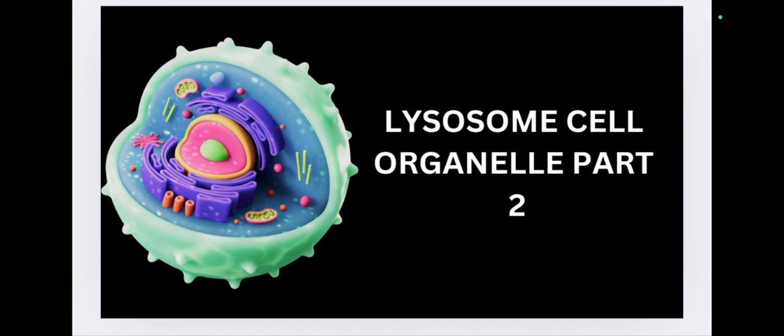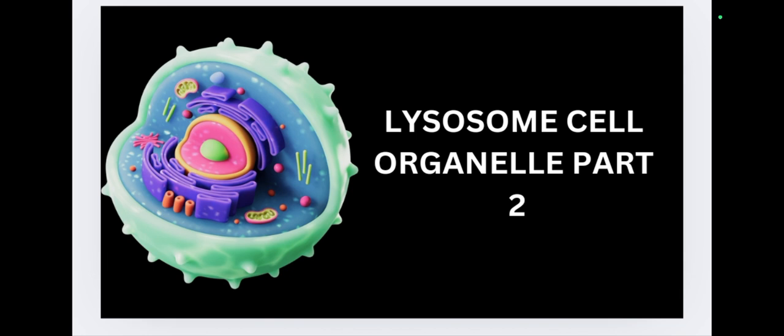So let me tell you the important names of lysosome. The first name is digestive bag. Second is cellular scavengers, because they destroy and convert the cell into simpler substances. They are known as the demolition squad, as I have named again and again. And also suicidal bag. Why? Because it destroys its own cell, and hence it is known as the suicidal bag.